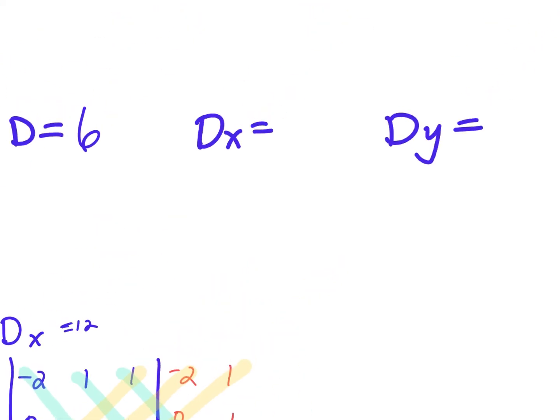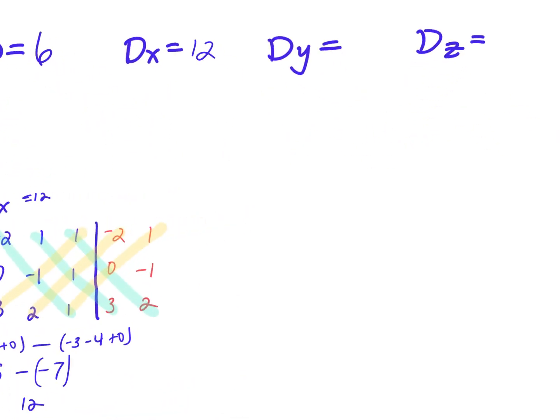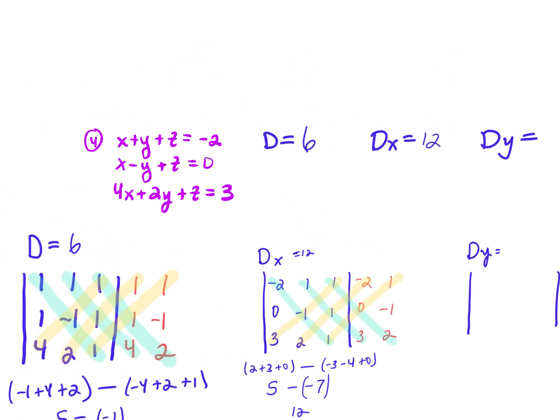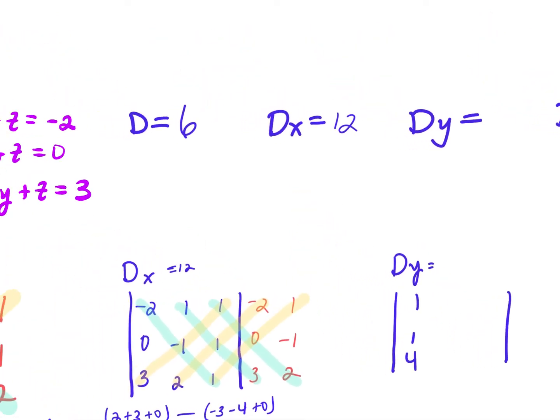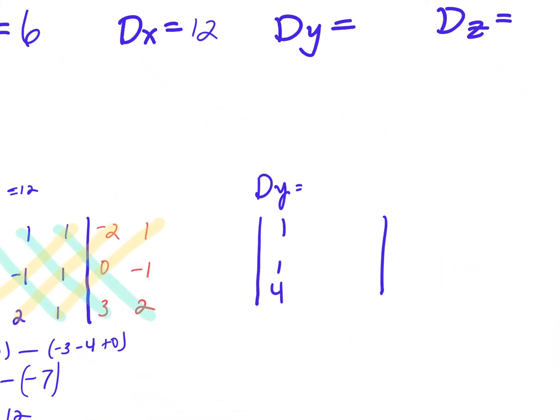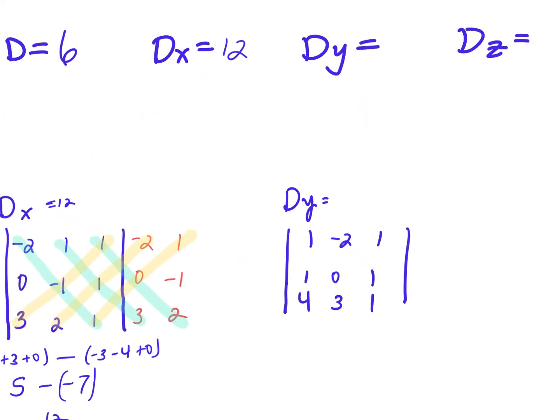So I can say, okay, well, this value here is 12. Does anybody have any questions so far? Okay. All right. So now let's find d sub y. Again, this process isn't hard. It's just a pain. So I have my x coefficients, which are 1, 1, 4. Since I'm finding y, that means I plug my answers in for the y column. So it's negative 2, 0, 3. And then I have my z's, which are 1, 1, 1.